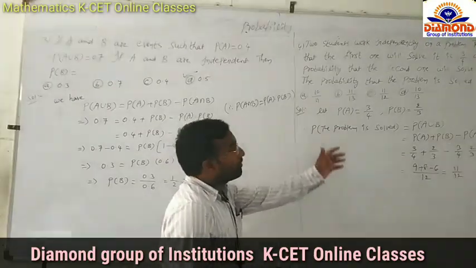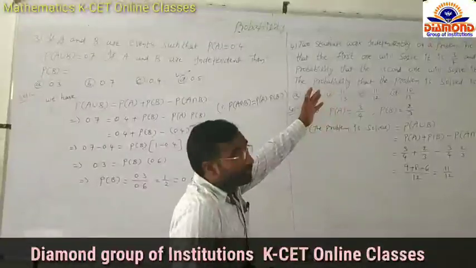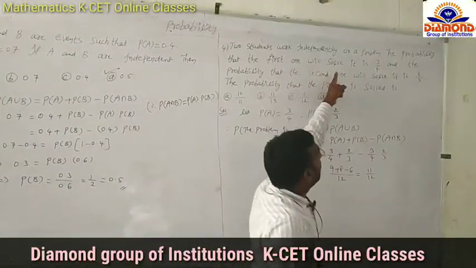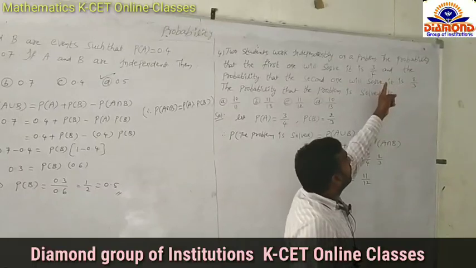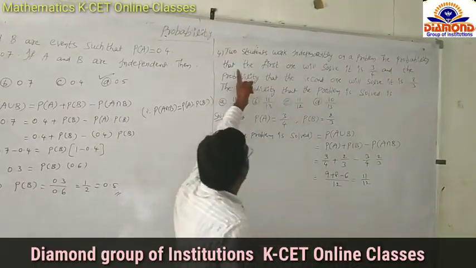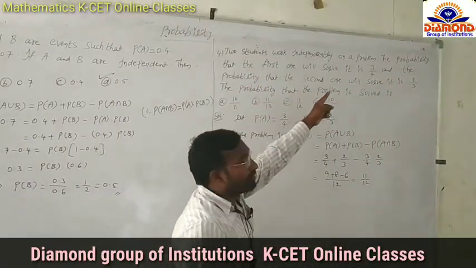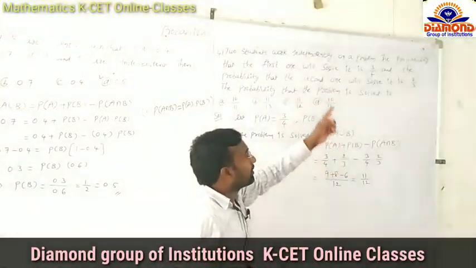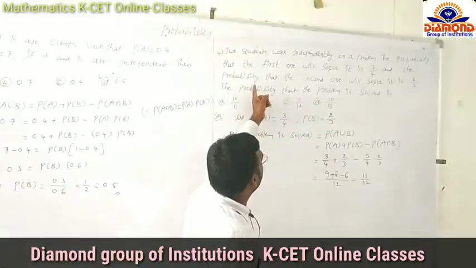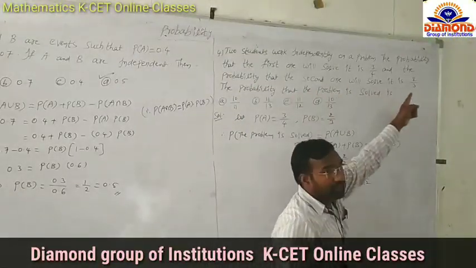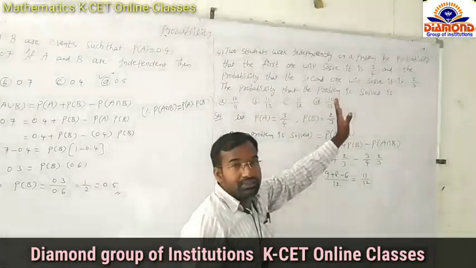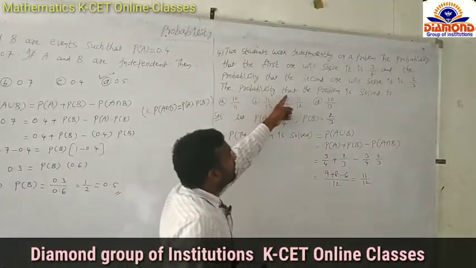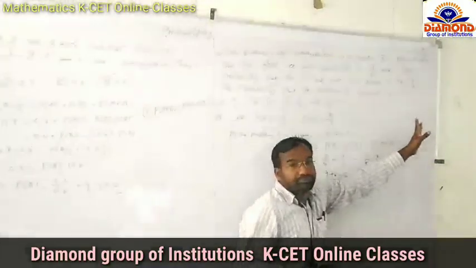Next one is also the same, depending on independent events only. Two students work independently on a problem. The probability that the first one will solve it is 3 by 4. The first person solving probability is 3 by 4. Similarly, the probability that the second one will solve it is 2 by 3. Second person solving probability is 2 by 3. So find out the probability that the problem is solved.